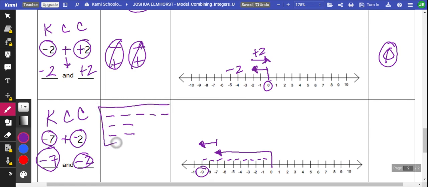There's no opposite pairs, so that's our total, and we're going to end up with negative 9.